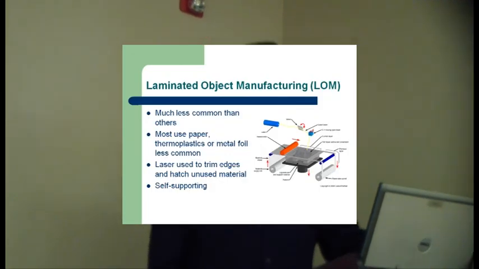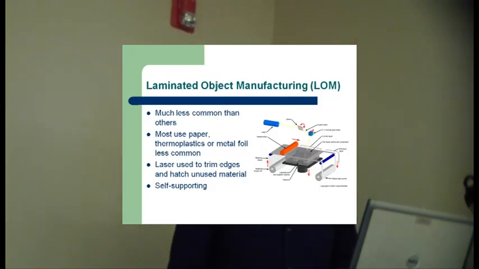Next up, we're going to go to something that's a little more different. This is called laminated object manufacturing. It's much less common than a lot of the other methods they've demonstrated here. Most of the time they use paper, sometimes they use metal foil, but it's in a roll that goes from one side to the other, and it's got adhesive backing on one side. So as the table moves down layer by layer, it advances the roll to the next one. A heated roller activates the adhesive to stick the block down, and then a laser cuts up the perimeter of the part that you want and then hatches up all the areas that you don't want for it to be removed later.